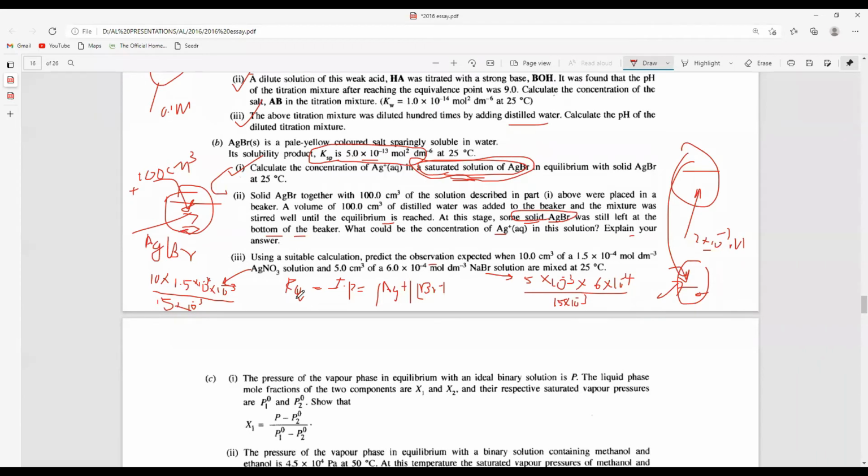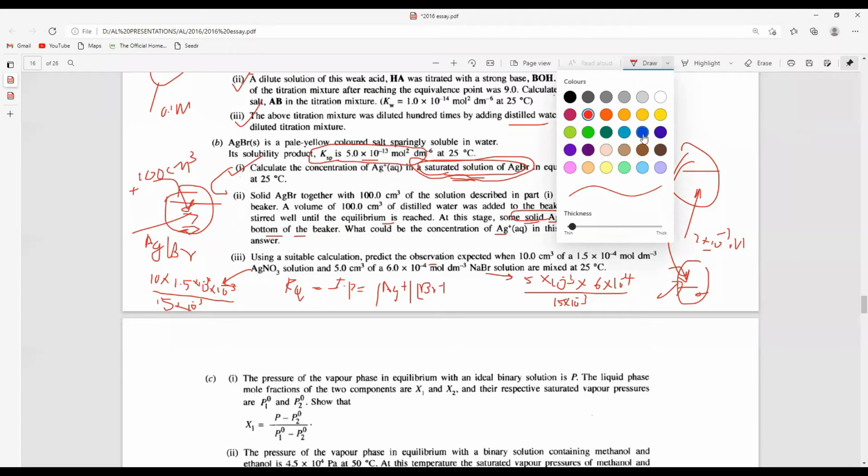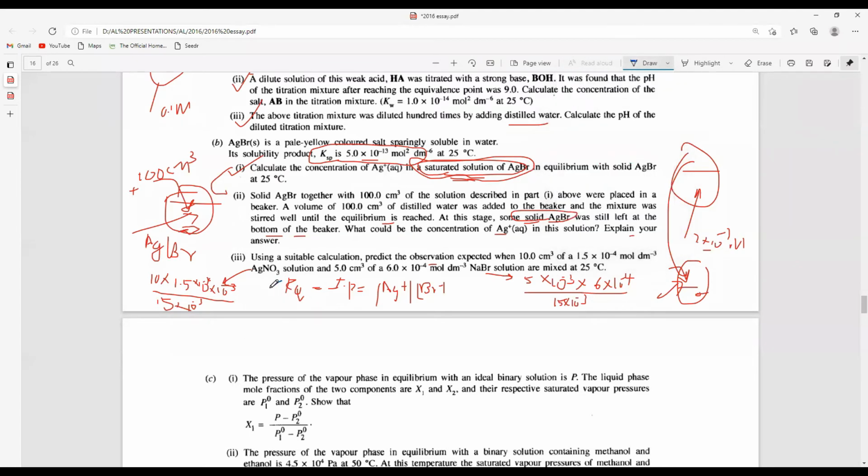Okay, and if this RQ is less than this Ksp, you have to mention no precipitation was observed. Nothing happens. In fact, when you calculate, you will see the pale yellow color precipitate could be observed, because this RQ value is going to exceed your Ksp value. RQ is going to exceed Ksp of AgBr. Okay, so you understand the point. Find the initial concentrations, find RQ, and check whether it is greater than Ksp. Okay, so that's the idea.